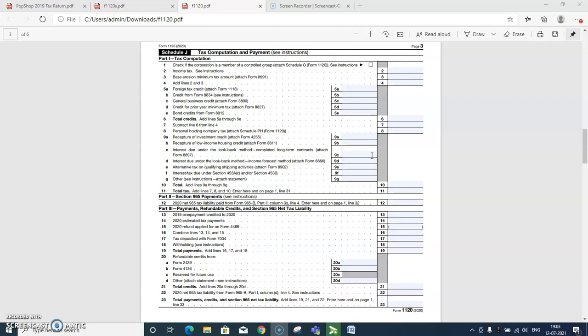Now, from line A to line G, the total comes to line 10, and if you add lines 7, 8 and 10, you will get the total tax.